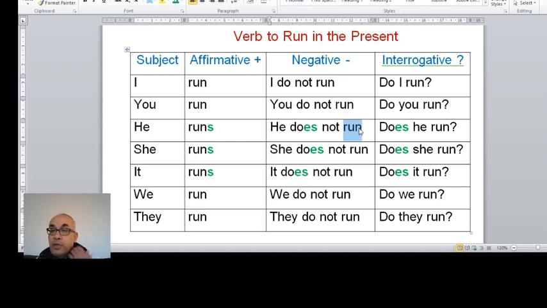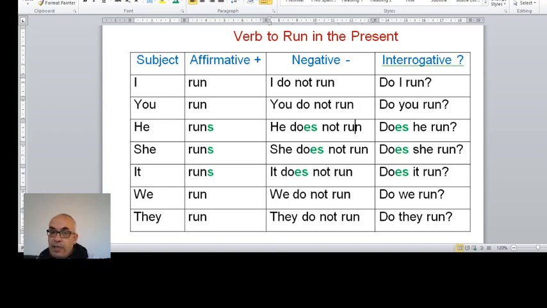We don't put s to it. Does he run? Again, after does, we don't put s to the verb. She runs. She does not run. Does she run? It runs. It does not run. Does it run? We run. We don't run. Do we run? They run. They do not run. Do they run? So of course, because this is YouTube, you can always watch and repeat and look at the table.